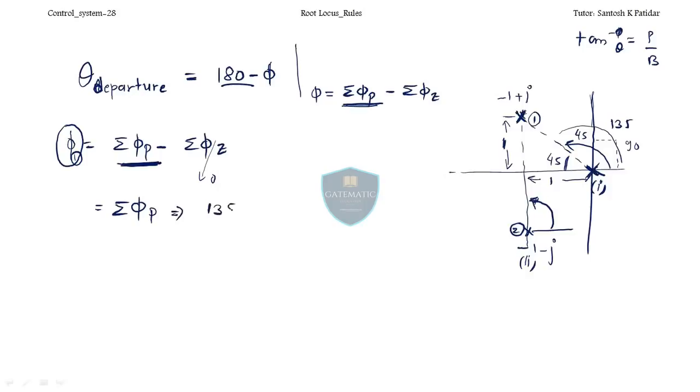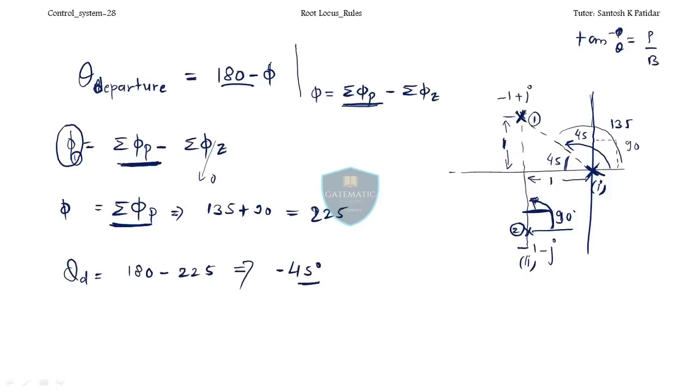So this is nothing but 135, plus I'm looking for the total pole summation. So the angle provided by the first pole is 135 degree. What about this? This simply provides 90 degree. So in total you have 225. Okay, so the phi value you got over here. Now phi d you are looking for. So it is 180 minus 225, isn't it? So you will get minus 45 degree as your angle of departure. This is the graphical method.